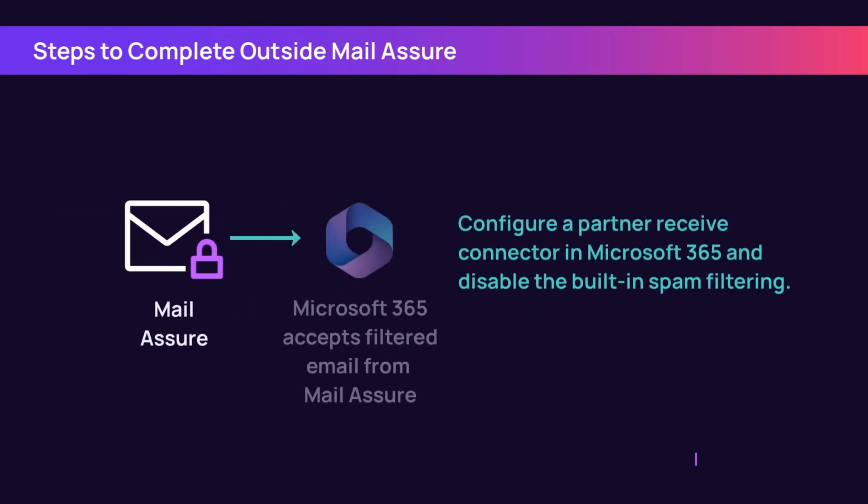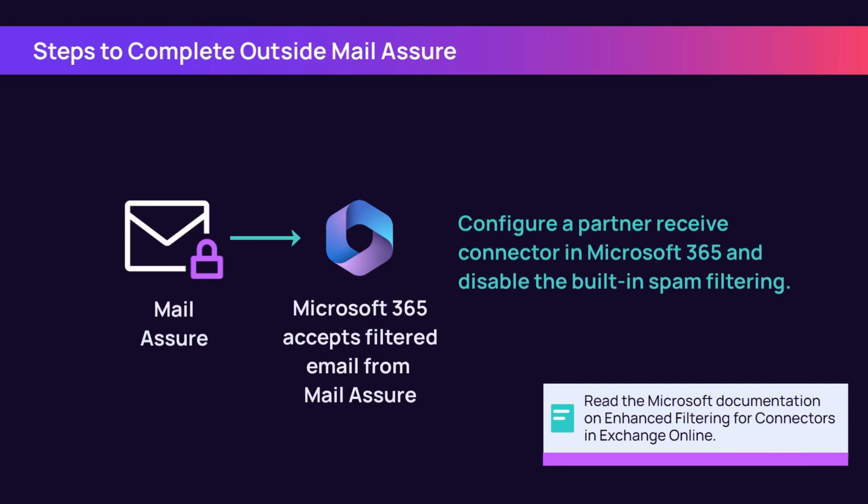Configure a partner receive connector so that Microsoft 365 accepts filtered email from MailAssure. Disabling Microsoft's built-in spam filtering prevents conflicts between MailAssure's filtering and Microsoft's default filtering, ensuring consistent and accurate email delivery.